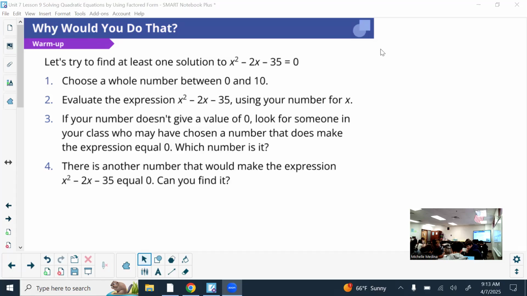Okay, table 3, choose a whole number between 0 and 10. 7. All right, and you could have picked any number so long as it's between 0 and 10 and it's not a decimal, then you could have picked another number for number 1. But the next question says evaluate the expression using your number for x. So that's what we're going to do.